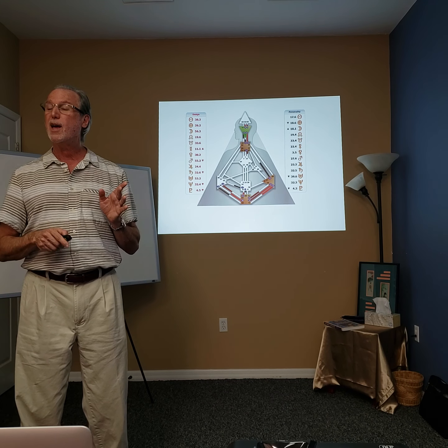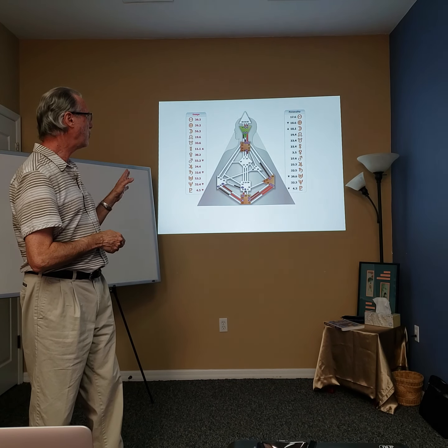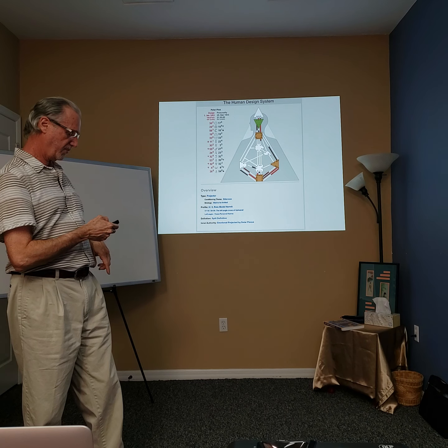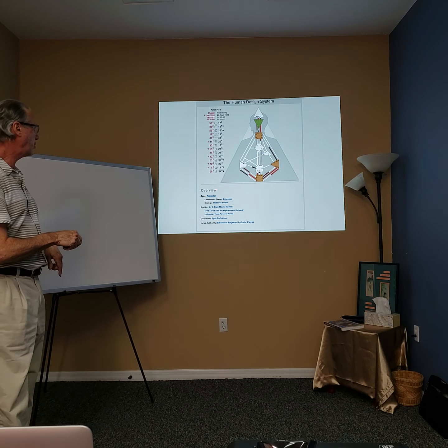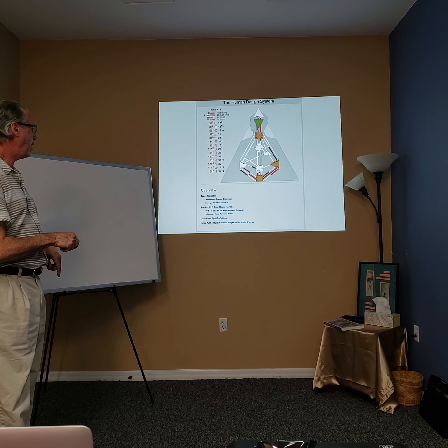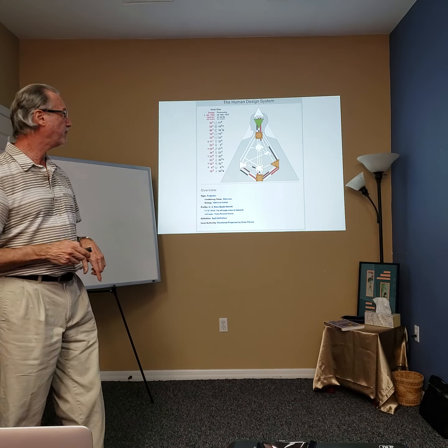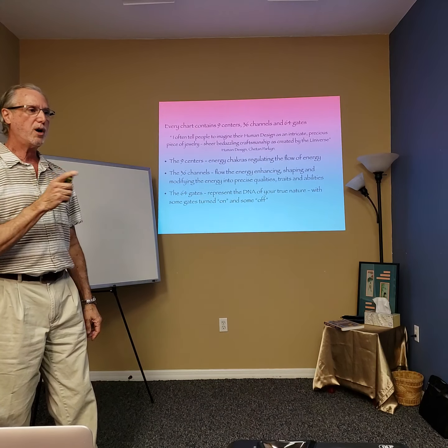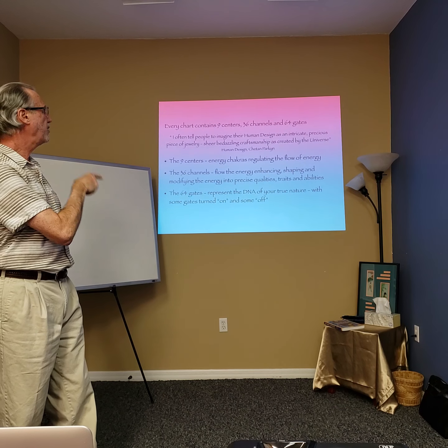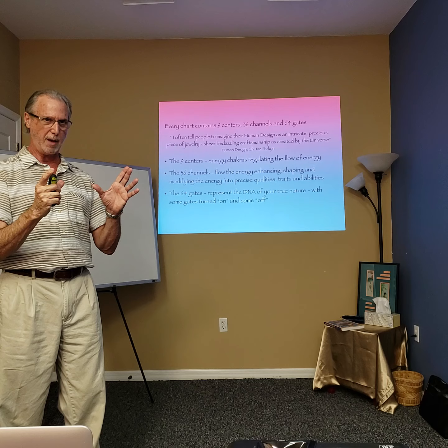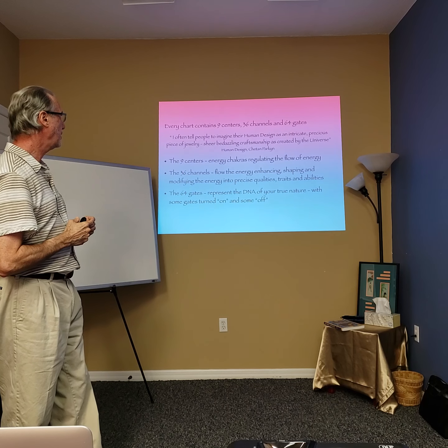Now that's deeper than we're going to go into tonight, but I just want to put that out. This is what my chart happens to look like, and it tells you that I'm a projector, what kind of profile I have, and even what kind of authority I run on, how I make my decisions. So every chart contains 9 centers, 36 channels, and 64 gates. That's the dynamic of how it is built.